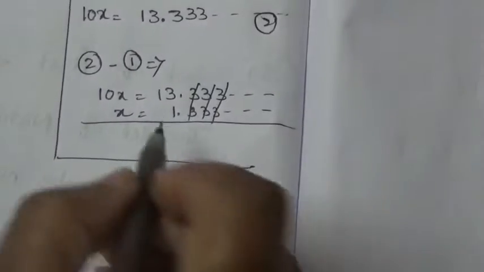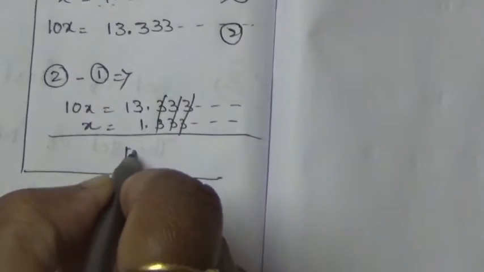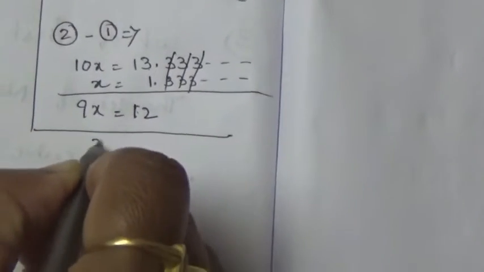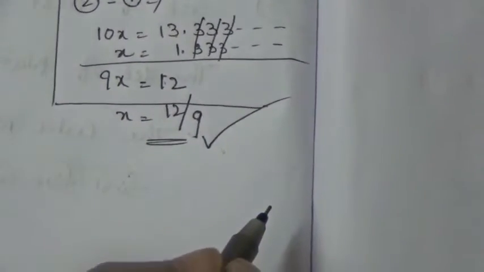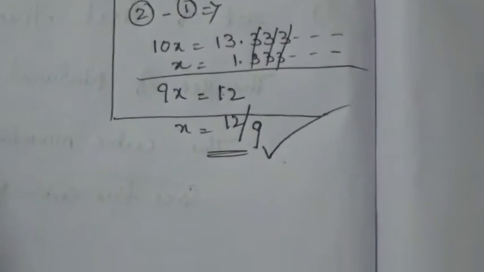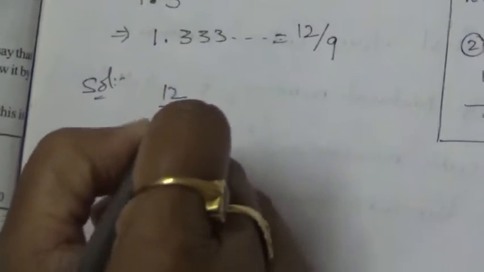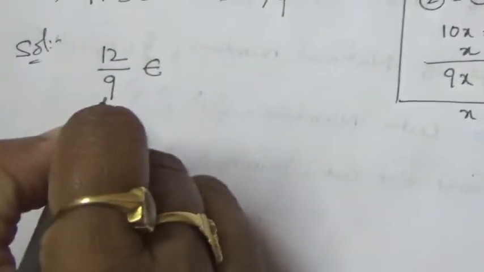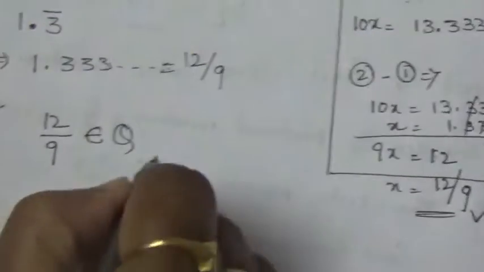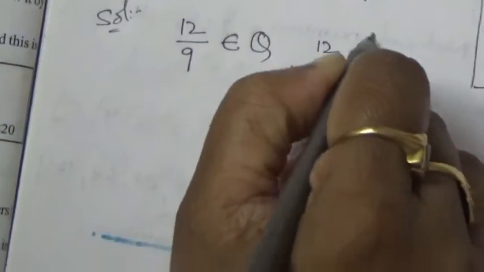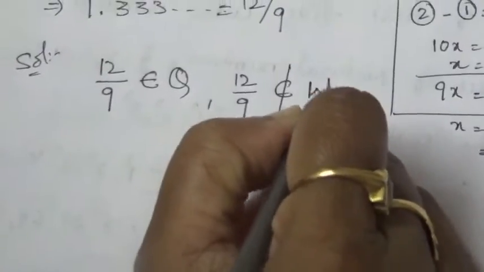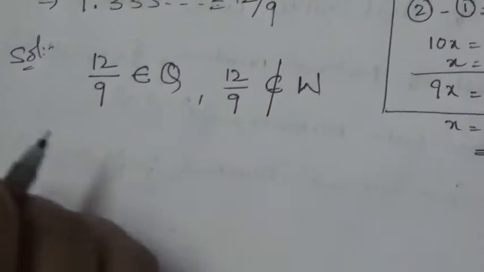So from 13 minus 1, that is 12, that is equal to 9x. X is equal to 12/9. So it was converted into p/q form, that is equal to 12/9. So hence the solution is 12/9 belongs to rational numbers, and 12/9 does not belong to whole numbers or natural numbers or integers. Whatever you want you can write.